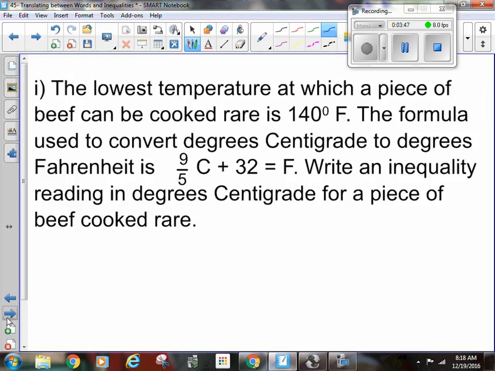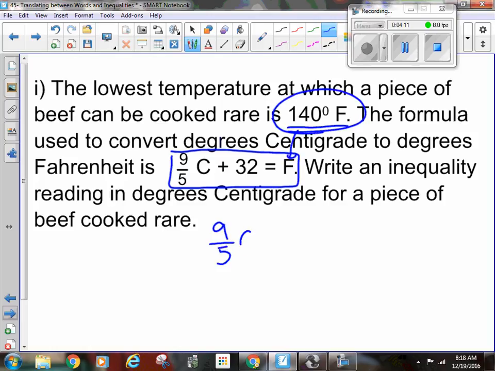All right, the lowest temperature at which a piece of beef can be cooked rare is 140 degrees Fahrenheit. The formula used to convert degrees centigrade to degrees Fahrenheit is given as follows. Write an inequality reading in degrees centigrade for a piece of beef cooked rare. Okay, so this is given to you in Fahrenheit, so it goes in there. So 9/5 C plus 32, 140.